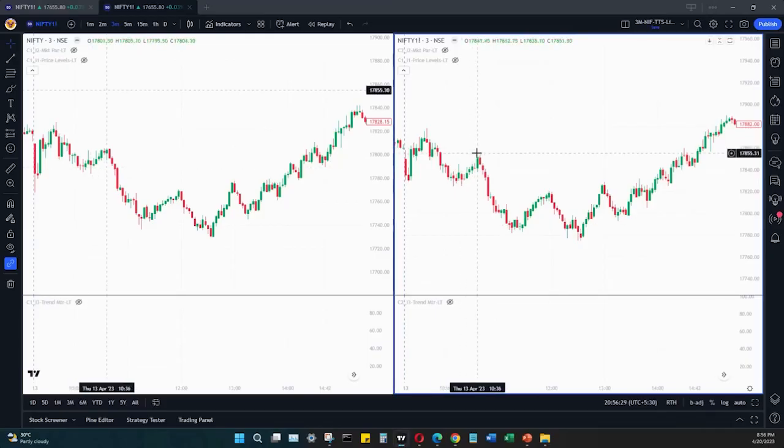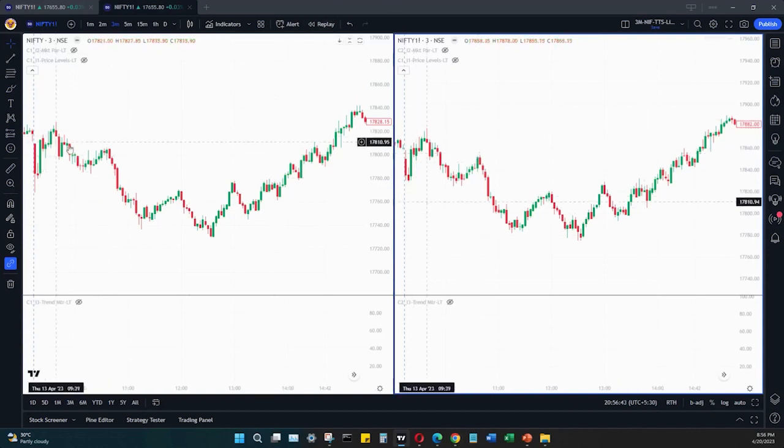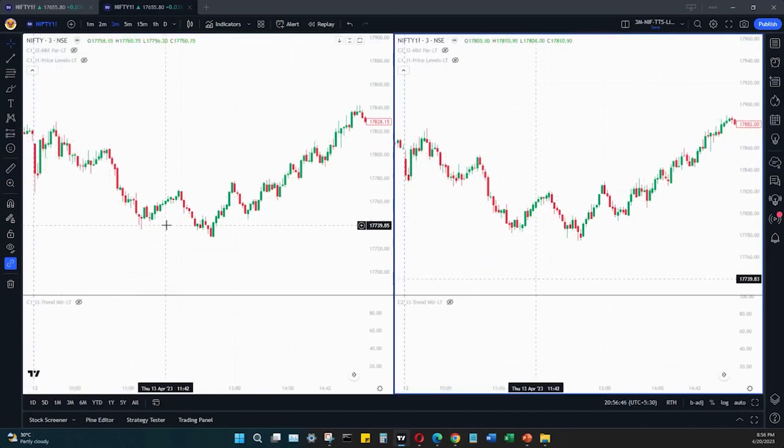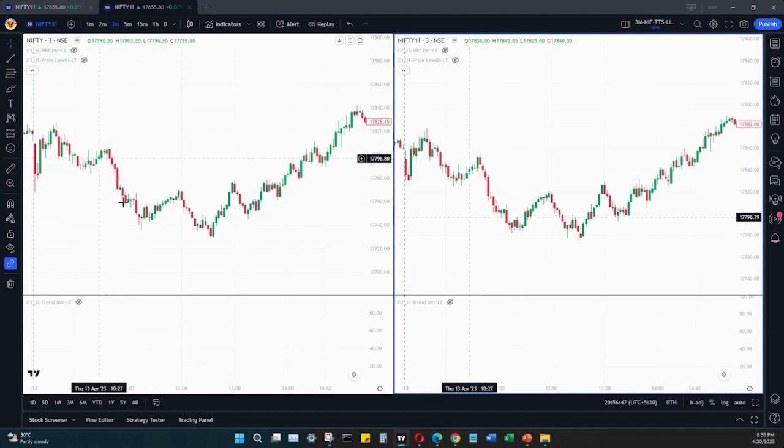All right, so this is the TradingView charts. It's a two chart view, with the Nifty spot on the left and the Nifty futures chart on the right. So this was the price action for 13th. It's quite an interesting move, isn't it?